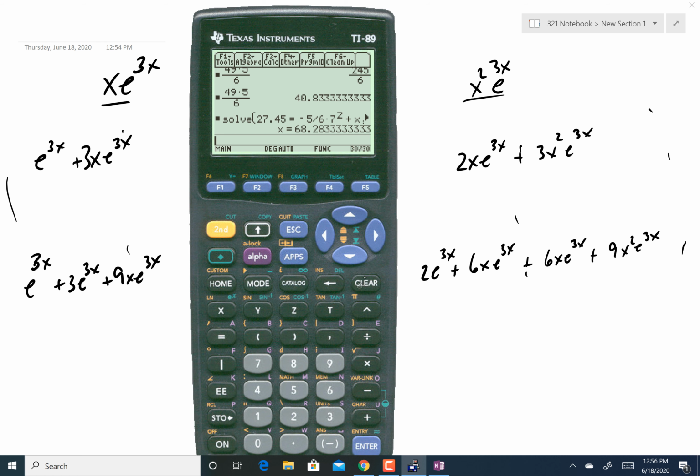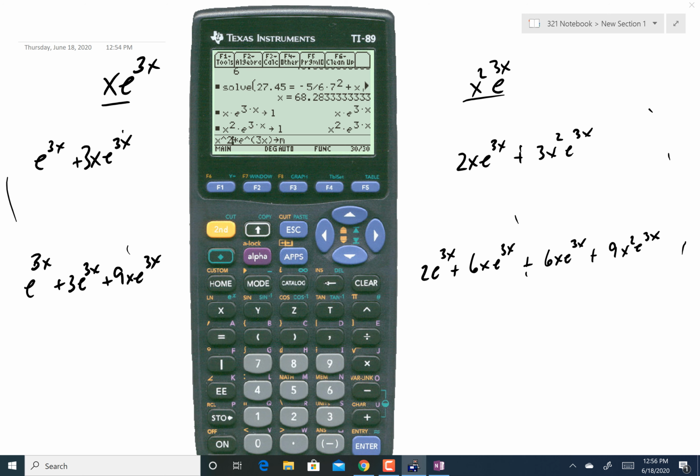Oh, wait. I'm going to do x times e to the 3x. Now what I'm going to do is stow that as some variable that I never use. I'm going to go with L. And then I'm going to put a squared in there. Rats! Okay, let's try this again.